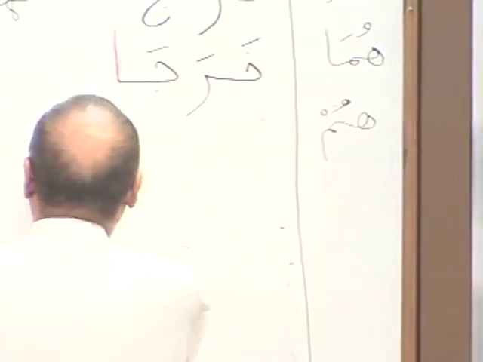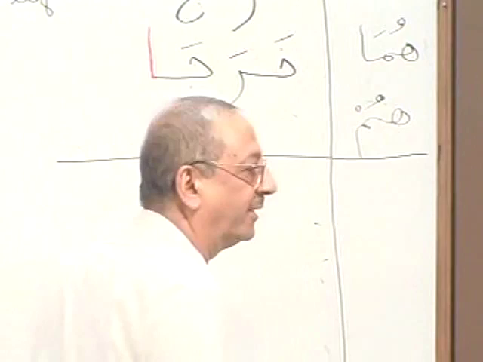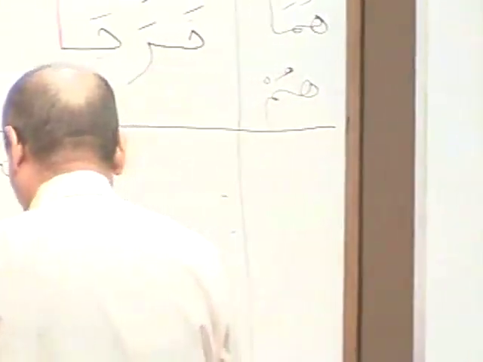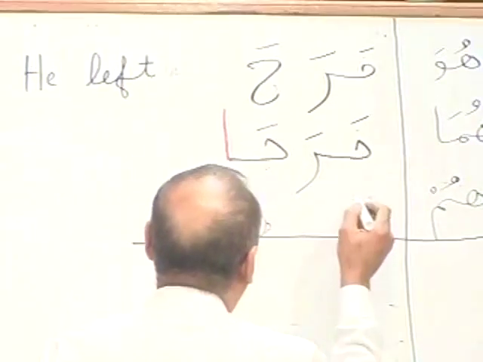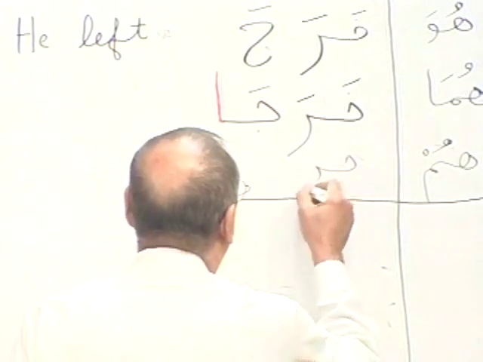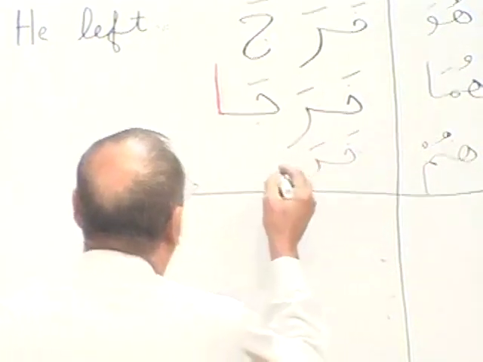Now I'll put a line. Why am I putting a line here, brother? Because this is masculine. The next one will be feminine. Fine. Look at this. What I am writing, brother. Kha-ra.